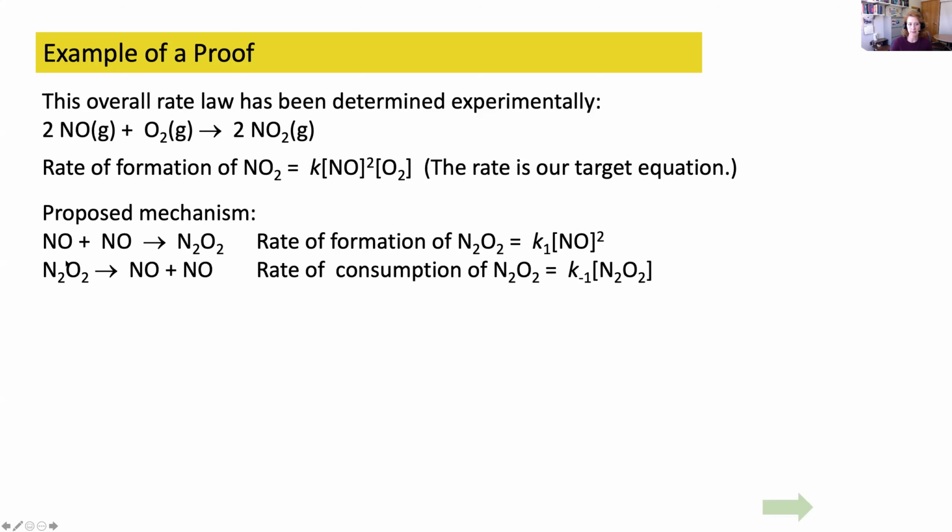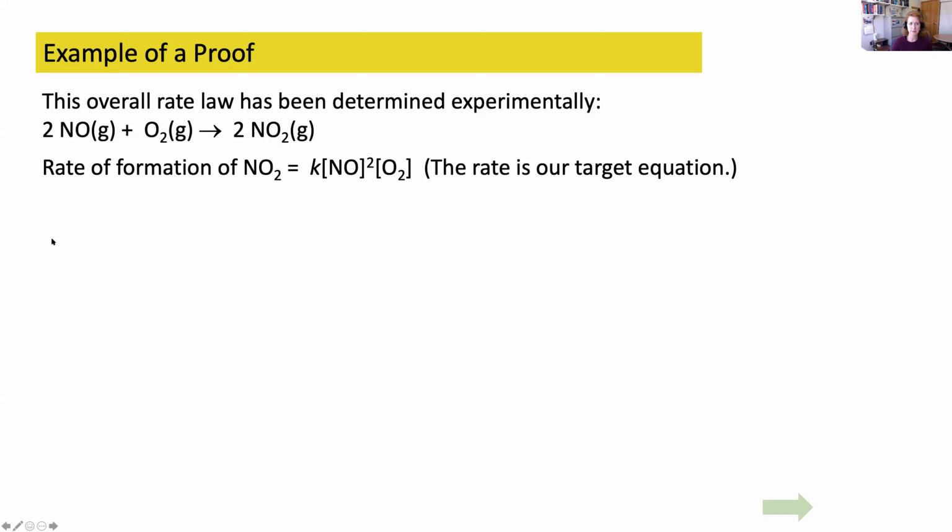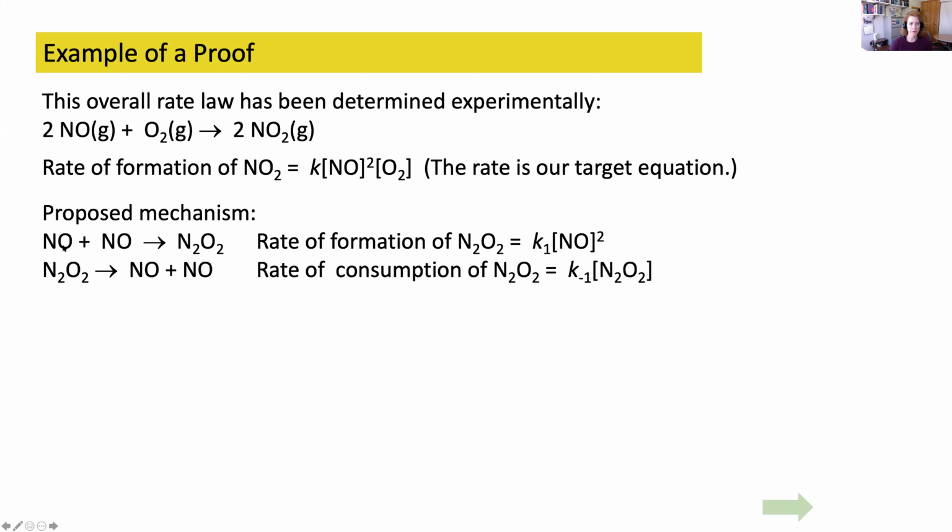So here's a proposed mechanism. The proposed mechanism is that 1 molecule of NO and another molecule of NO come together to form N2O2. That N2O2 then breaks up into 1 molecule of NO and 1 molecule of NO. So this is a rate of formation of N2O2, and then this is actually just the reverse of this reaction. So if we wrote this with equilibrium arrows, then that would be the rate of formation, rate of consumption, right?